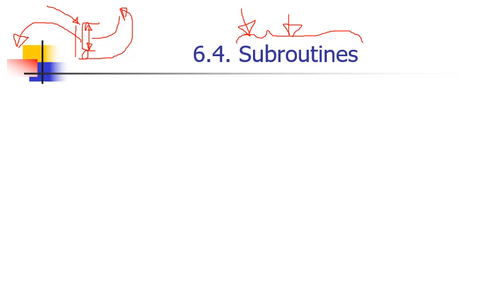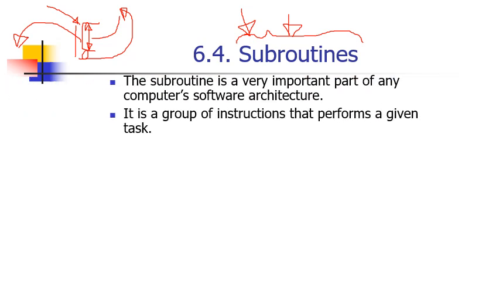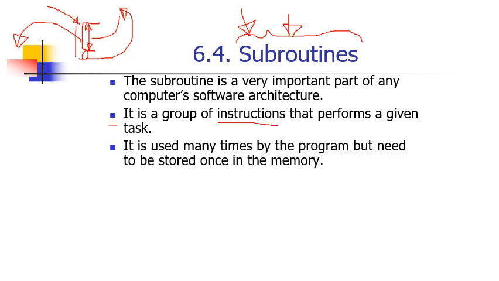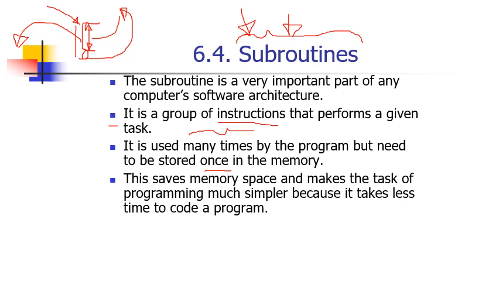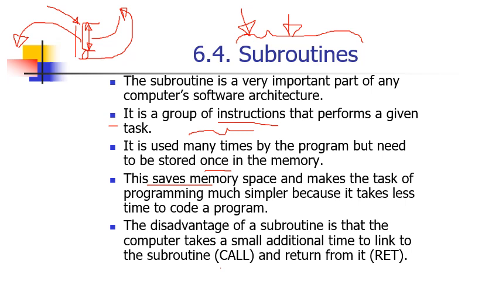So a subroutine saves memory because you write it once. But the disadvantage is that it takes some time. It delays the execution of your code, because time is consumed in calling this subroutine and returning from it. So it's a group of instructions that needs to be executed to perform some task. Instead of writing it many times, you store it only once and call it as many times as you wish. This definitely saves memory, but at the expense of some time consumed in calling and returning from the subroutine.